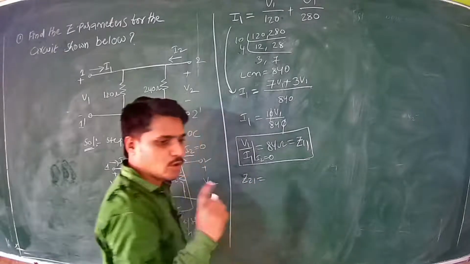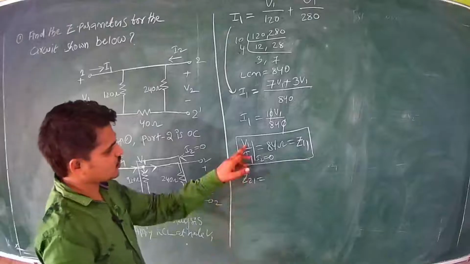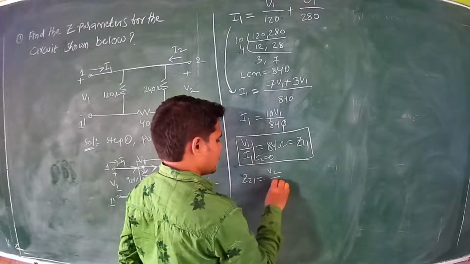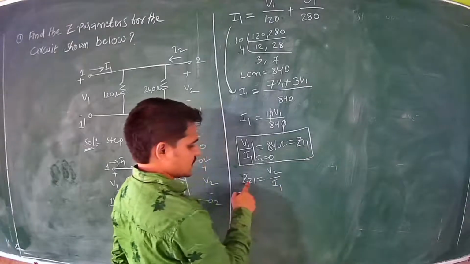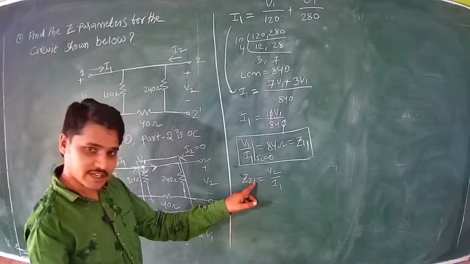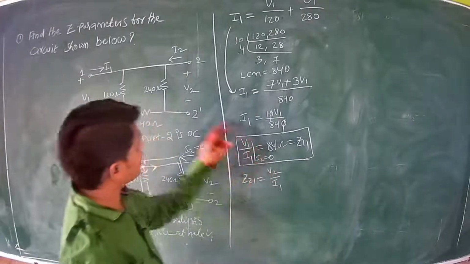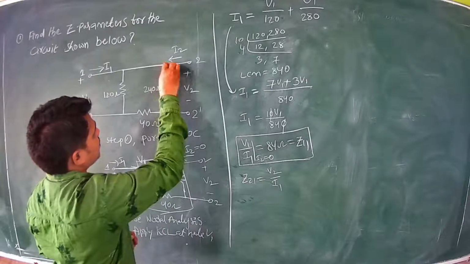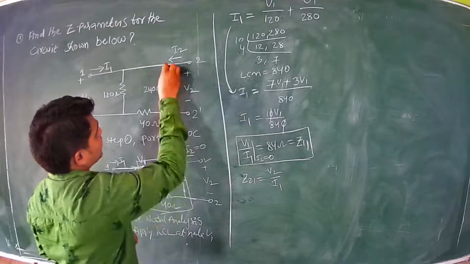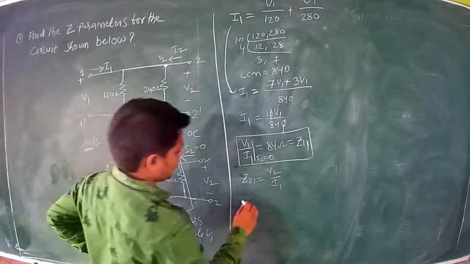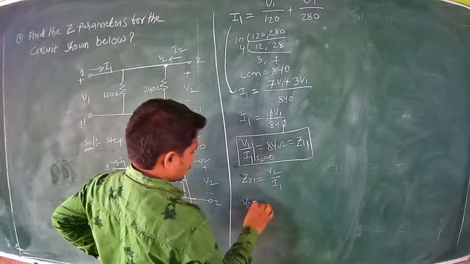So what is Z21? Whenever port 2 is open circuit, you will get Z11 and Z21. Z21 is equal to V2 by I1. Here 2 is the voltage, 1 is the current. Therefore find out V2. Now what is V2? V2 is at this junction. So this is our V2.